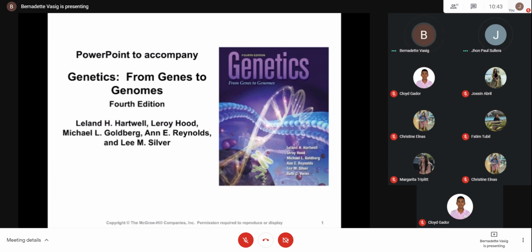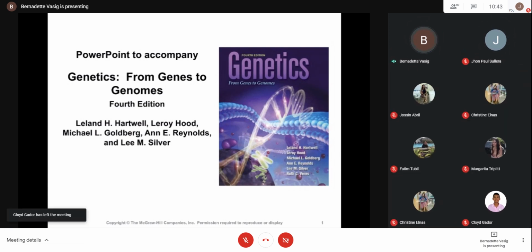Okay, sige. Let's start with our discussion on the first chapter. This is found from the book Hartwell et al. I'm not sure. Wala pa ko ka-visit sa DriveGen if naay new edition ani. Last time, ang latest man ni 4th edition. Let me check later on. Maybe I will check if naay bagong edition ani ka Hartwell.